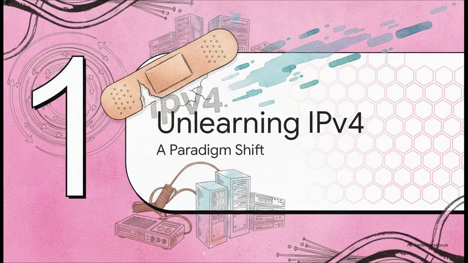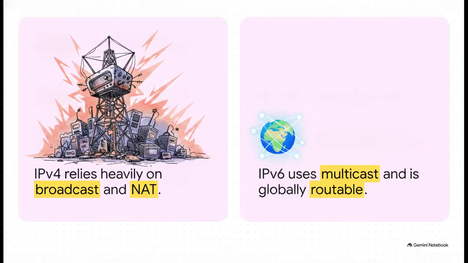All right, Section 1. Unlearning IPv4 habits, a total paradigm shift. Before we can fix anything, we basically have to rip the Band-Aid off. Honestly, our IPv4 muscle memory, the stuff we've relied on for decades, it's kind of our biggest enemy here. IPv6 isn't just a bigger address space bolted onto the old system. You've got to forget everything you know about pinging a broadcast address.